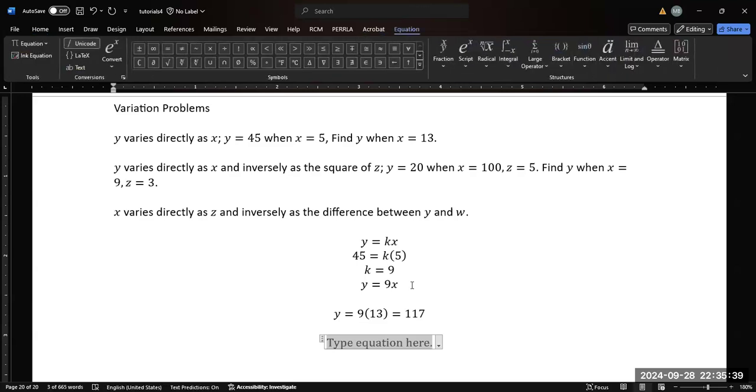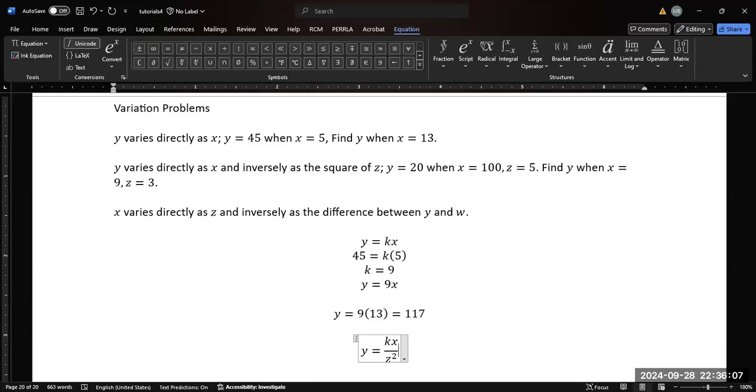Y varies directly as x. It's going to start out the same way. And inversely as the square of z. So when it says inversely, that means it goes into the denominator and it's z squared, not square root. Sometimes students will read these too quickly and they will get a problem confused, where one is a square, maybe another one is a square root, and switch them.